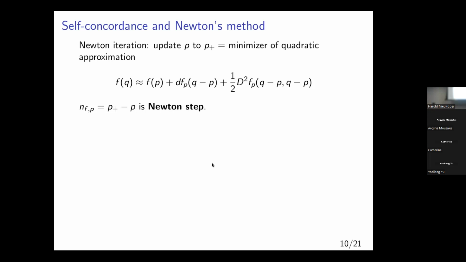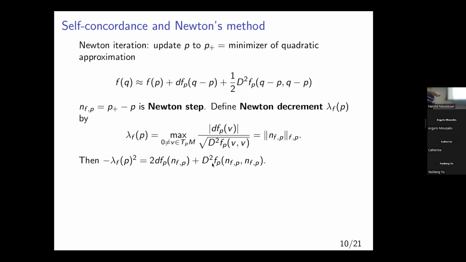So what I do in a Newton step is, I look at my function, I take its quadratic approximation, and then instead of just trying to minimize my function, I minimize this quadratic approximation instead. The step I take in this iteration is called the Newton step, which I denote by NFP. And then I want to define this funny looking quantity, called the Newton decrement. It's basically the amount of progress you make in this quadratic approximation.